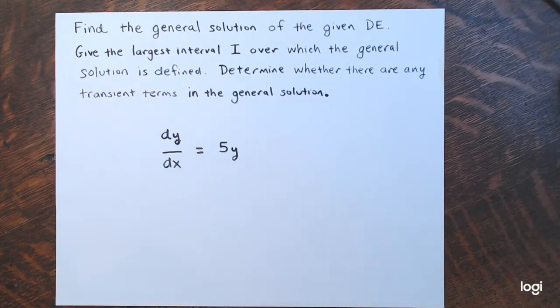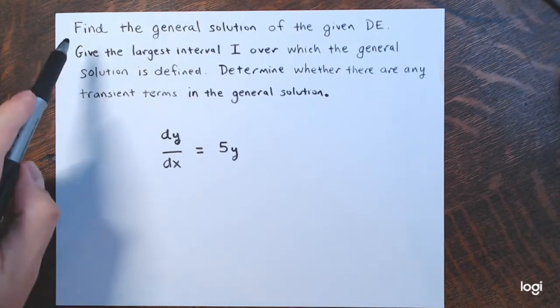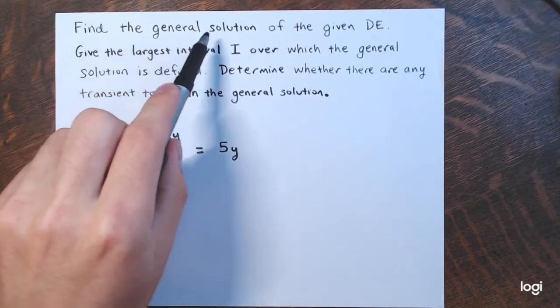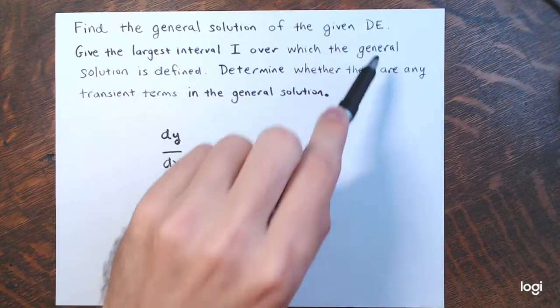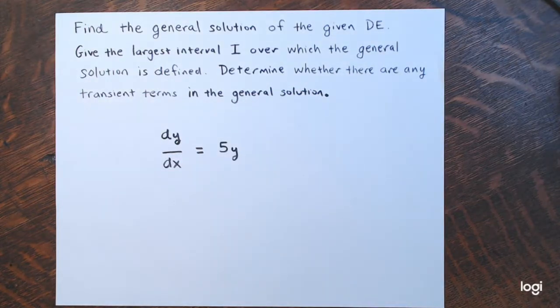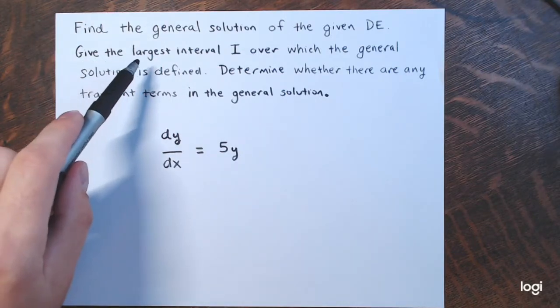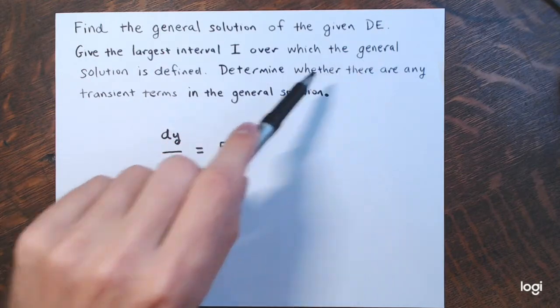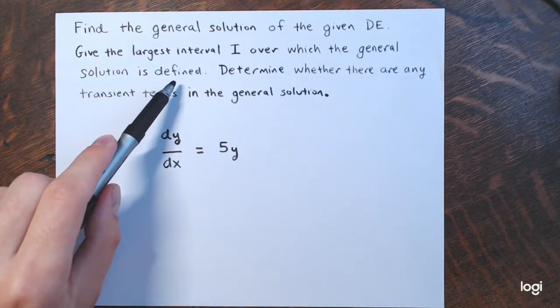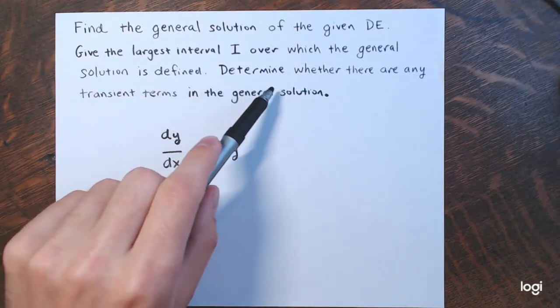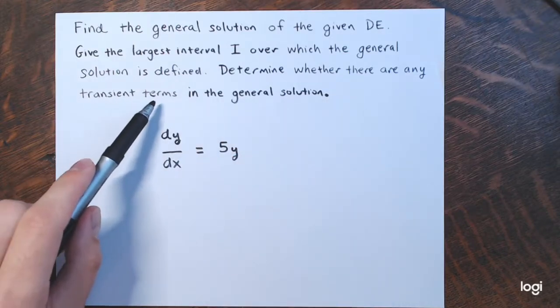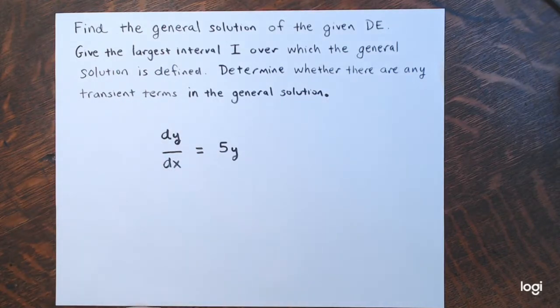I have the following instructions for all 3 examples. I'm asked to find the general solution of the given differential equation. Again, these are going to be first order linear differential equations. Then we'll give the largest interval I over which the general solution is defined. And then finally, determine whether there are any transient terms in the general solution. I'll talk about what it means to be a transient term.